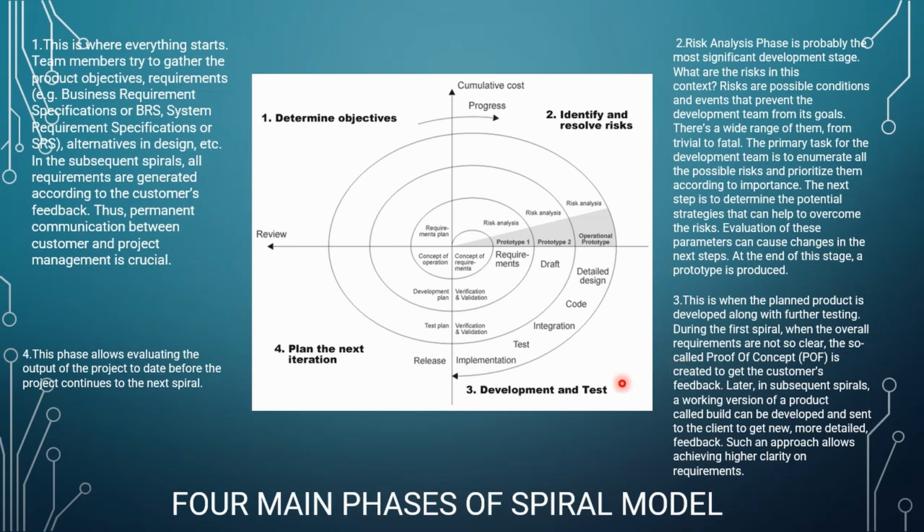So when that's done, we move to the fourth phase, plan the next iteration. This phase allows evaluating the output of the project to date before the project continues to the next spiral.